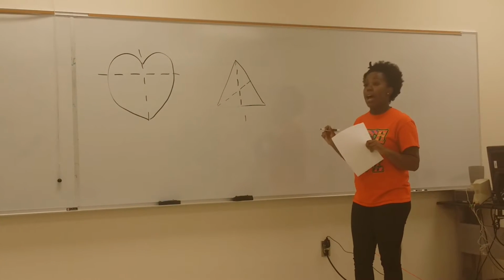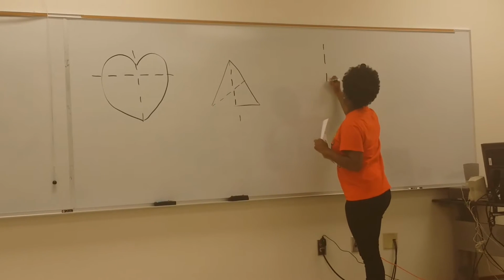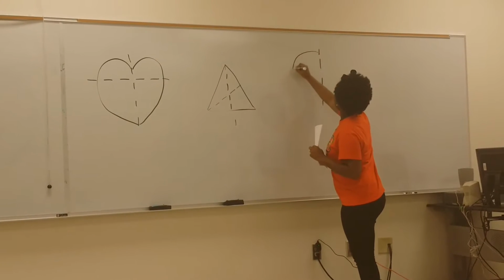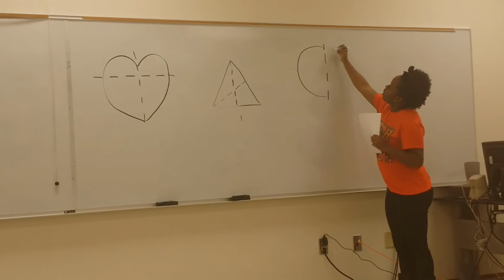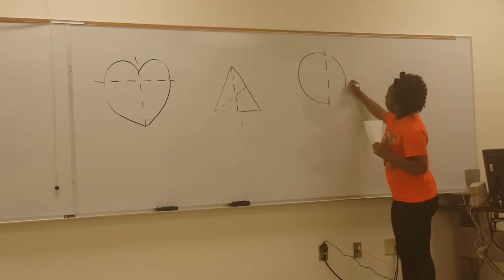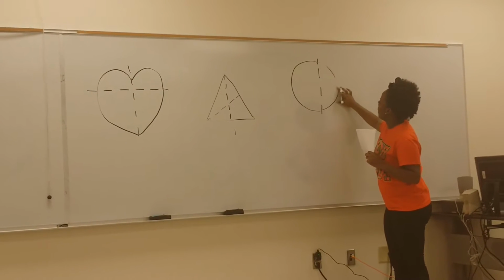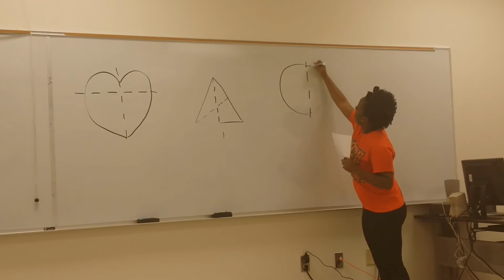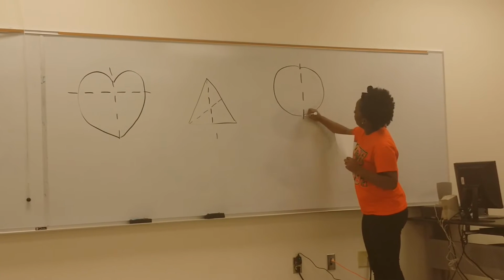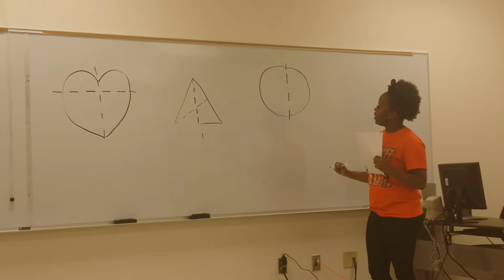Now, let's try a circle. Here's the circle, and we have to draw the other half of the circle. So here's the other half of the circle. That's not a good line, right? Let me clean that up a little bit for you. Now, that looks better. So far we have one line of symmetry right there.